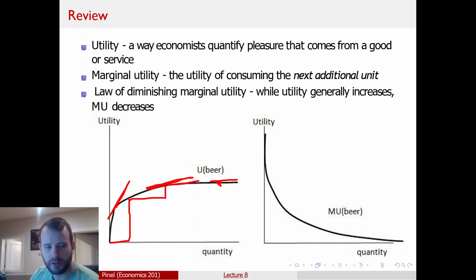All right, so that wraps up the review of marginal utility, regular utility, and the law of diminishing marginal utility. So let's move on to kind of applying them.